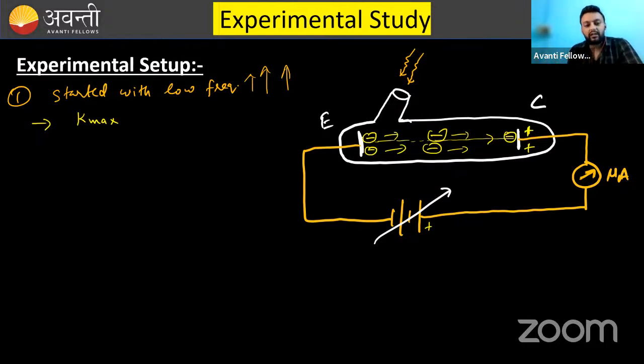In this situation, the current is known as saturation current. This saturation current is going to be used a lot of times in the discussion on the next slide. So what is saturation current? When all the electrons emitted reach the collector, then the current is known as saturation current.